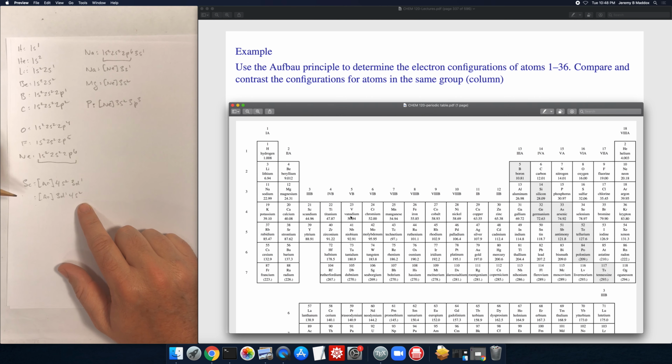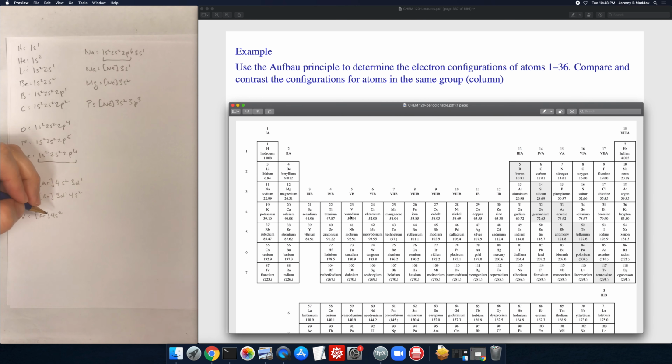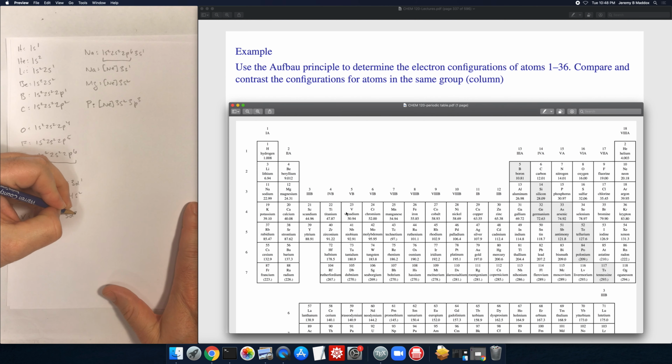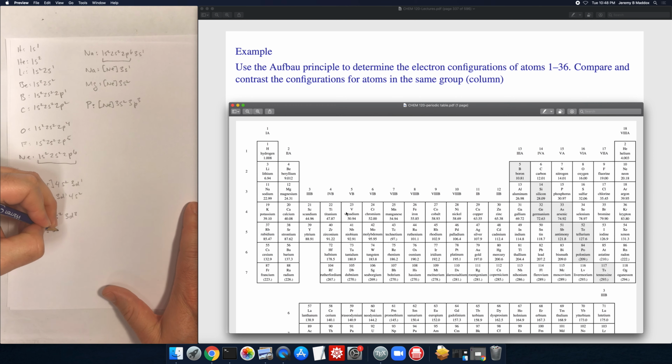Let's do vanadium. Argon core, 4s2, and then we have 1, 2, 3 d electrons. So 3d3, and to be conventional, we will put the 3 d's first, followed by the 4s electrons. So this is the proper format for it.